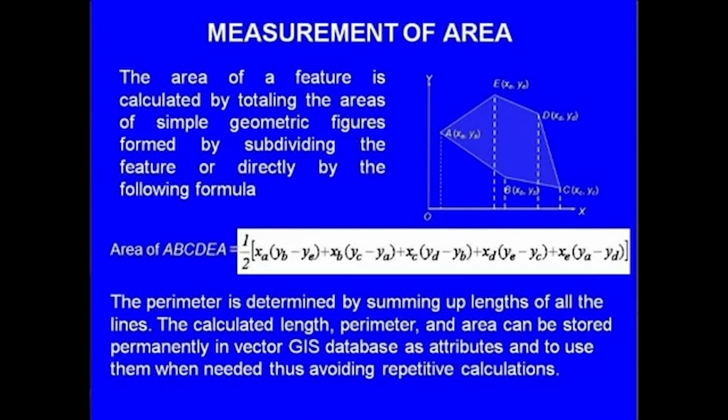The perimeter is determined by summing up the lengths of all the sides. The calculated length, perimeter and area can be stored permanently in a vector GIS database as attributes, and used when needed, thus avoiding repetitive calculations.